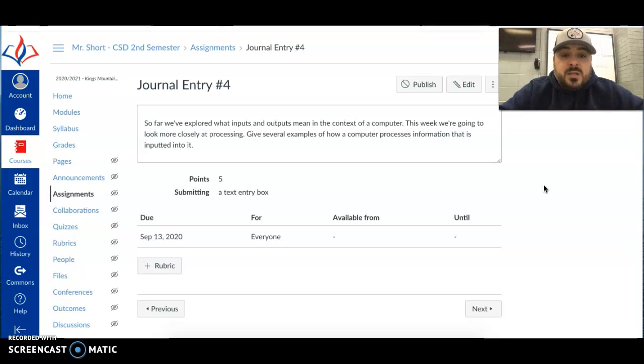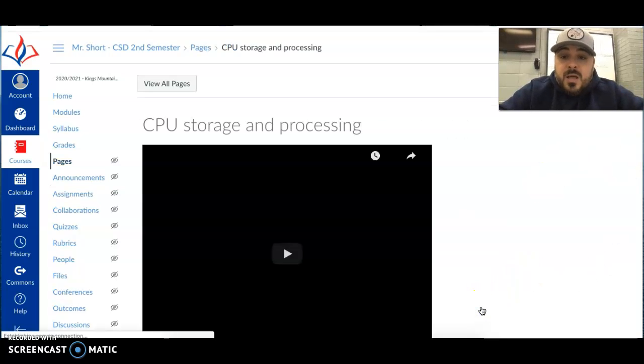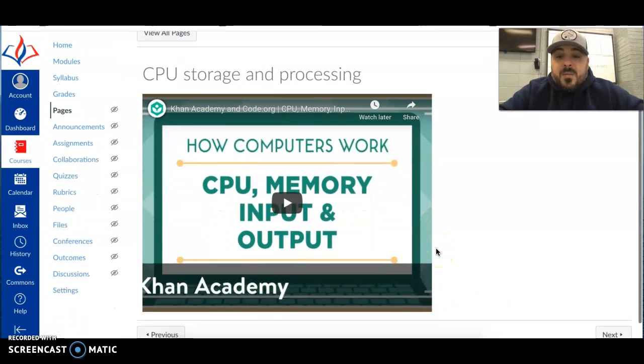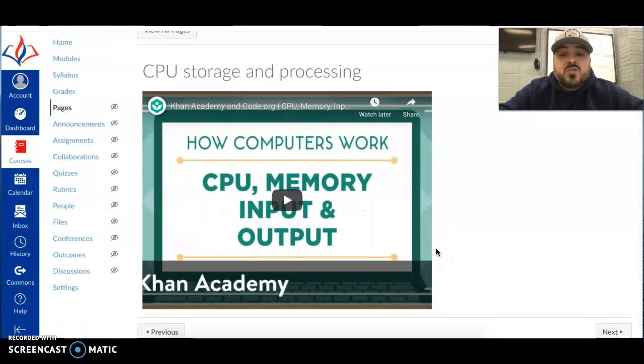Like always, you're just going to click Submit Assignment. You're going to type into the text box, and then you're going to click the blue Submit Assignment button again. So I want you to give me several examples of how a computer processes information that is inputted into it. Then we're going to close up by watching this Khan Academy and Code.org video about storage and processing. This does a good job of giving you a visual representation of what storage and processing looks like in a computer.